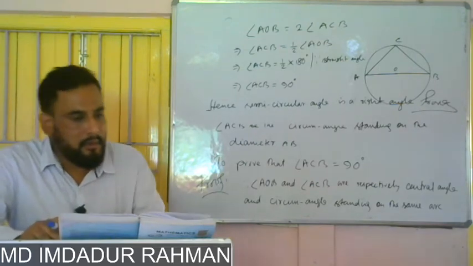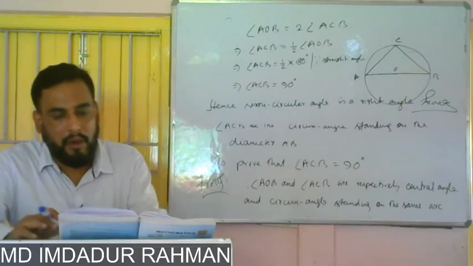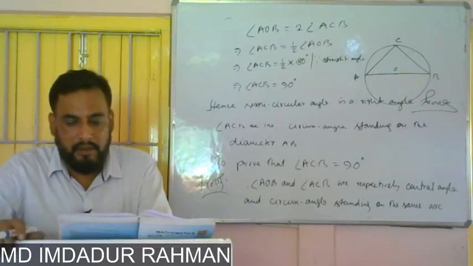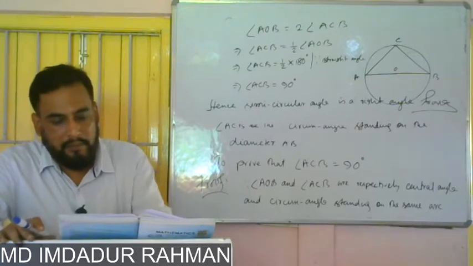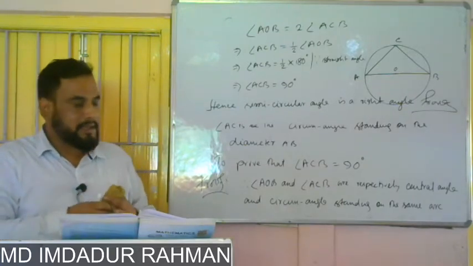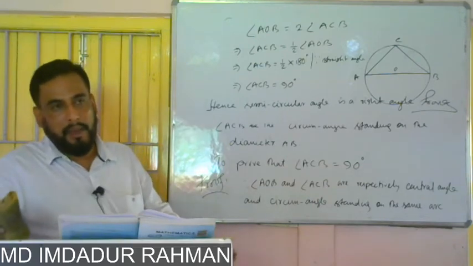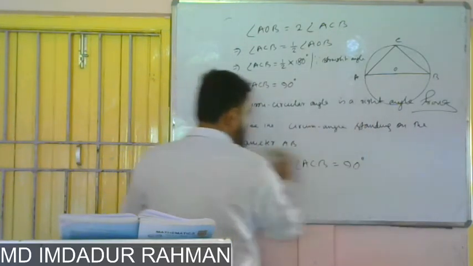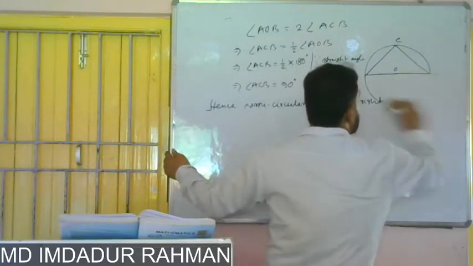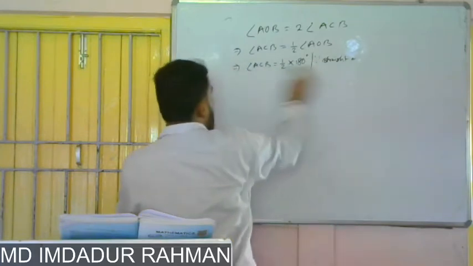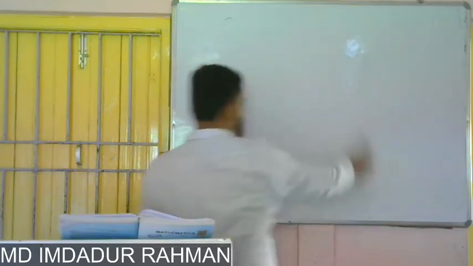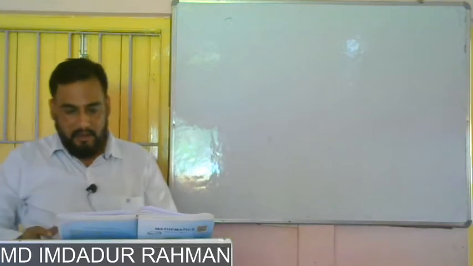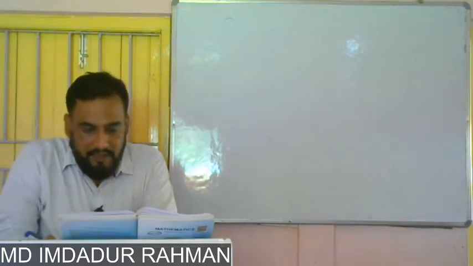Now we will do one or two sums. We will try to complete one or two sums from exercise 10.5. Exercise 10.5, look at the book, page number 207, exercise 10.5.